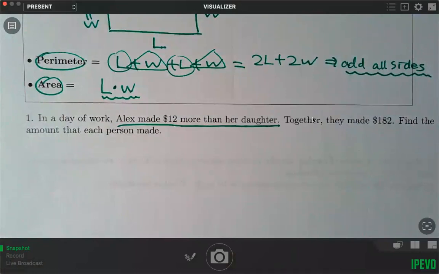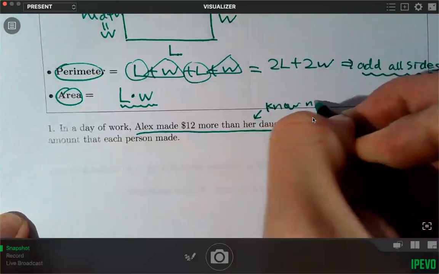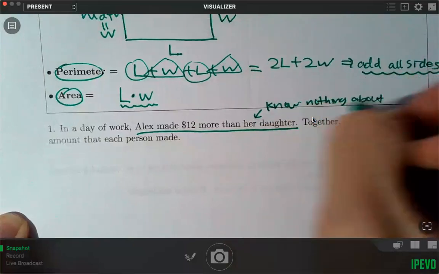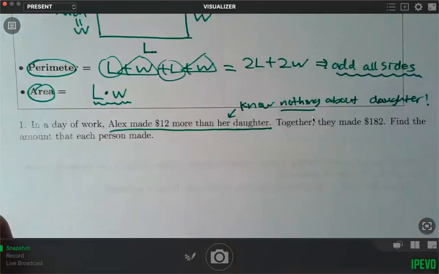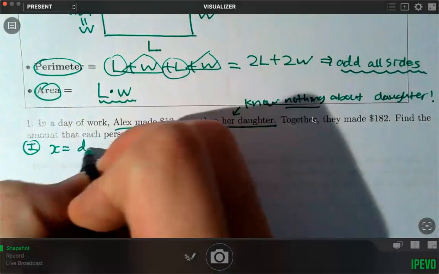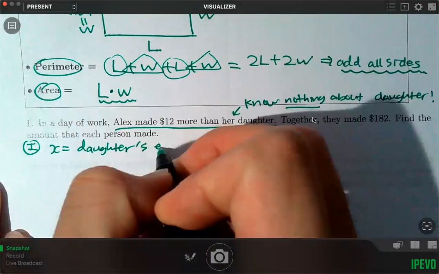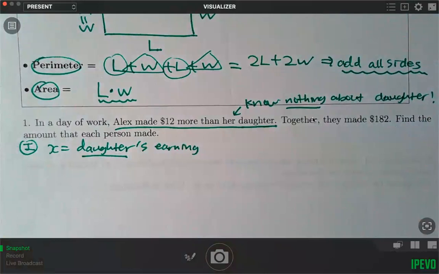But we know nothing about the daughter's earning. So that's why X has to be equal to the daughter's earning. Okay? Not Alex. So we know something more about her mom's, but nothing about herself. Okay? So that's step number one.